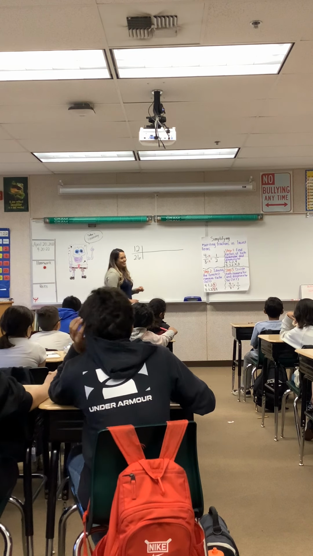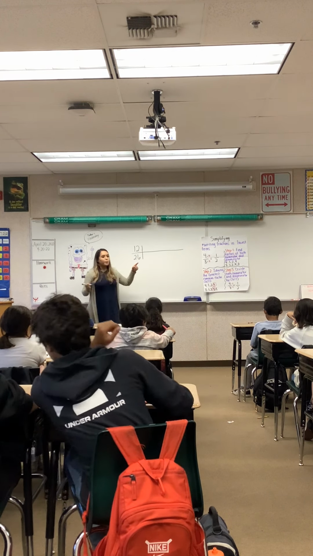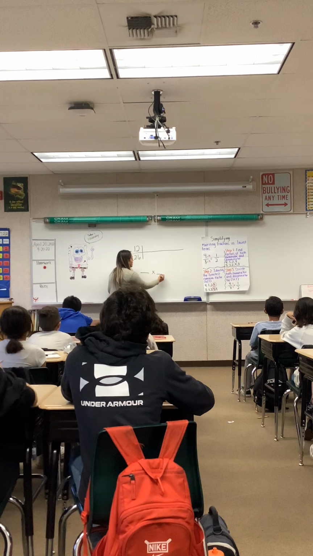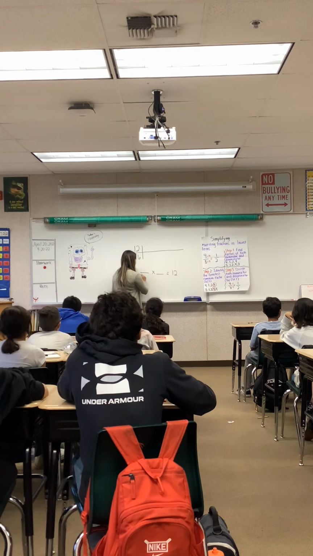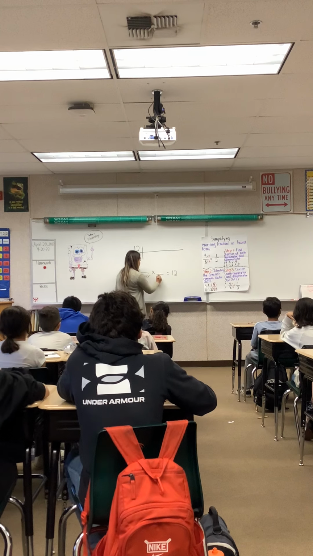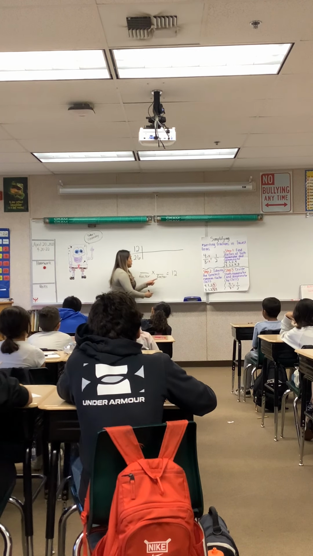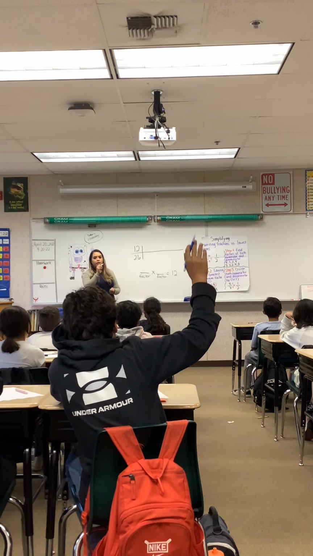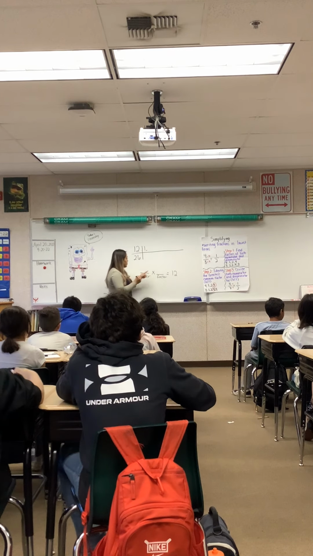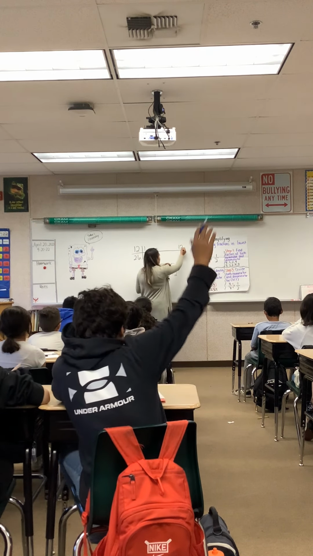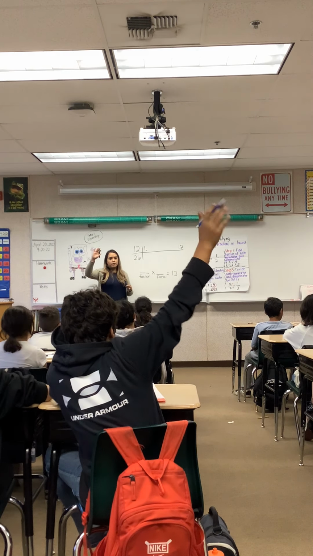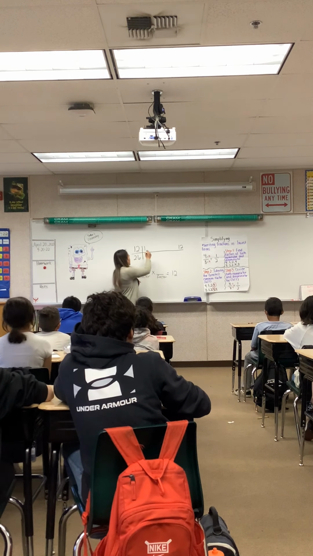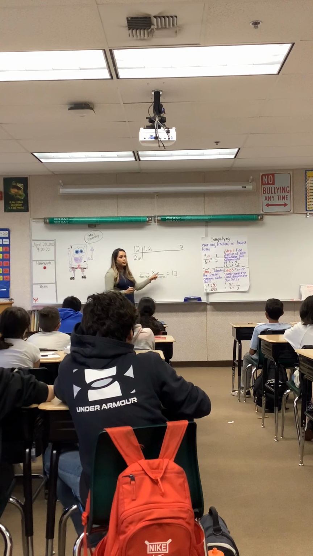Alright, so now we're back to finding the factors that equal 12. A number times a number gives me 12. A factor times a factor gives me 12. So we're finding these factors. What's the very first number? Nolan. 1 and 1 times 12. What's next? Max. 2 and 2 times 6.